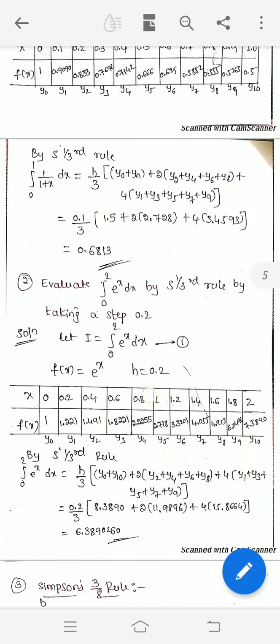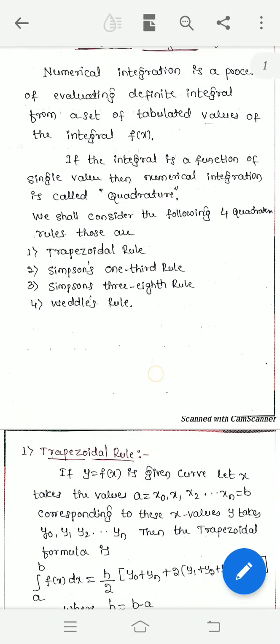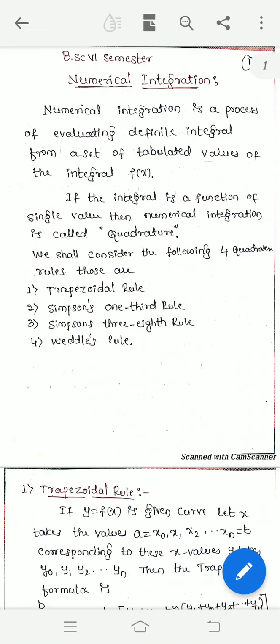So dear students, in today's class we have discussed all 4 methods of quadrature. One is the trapezoidal rule, the second is Simpson's 1/3 rule, the third is Simpson's 3/8 rule, and the fourth is Weddle's rule. These 4 rules are very important from the examination point of view. So go through them. Thank you.